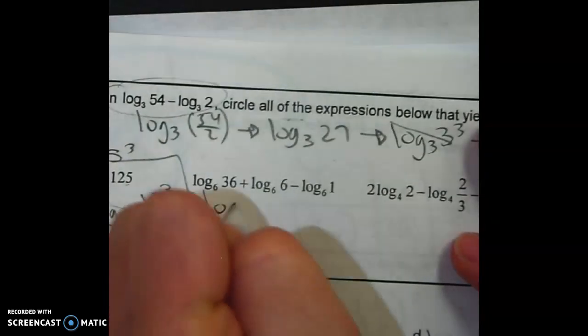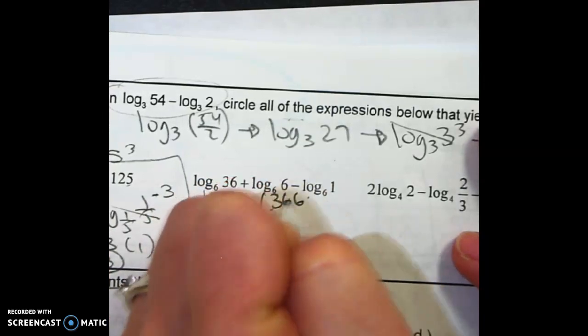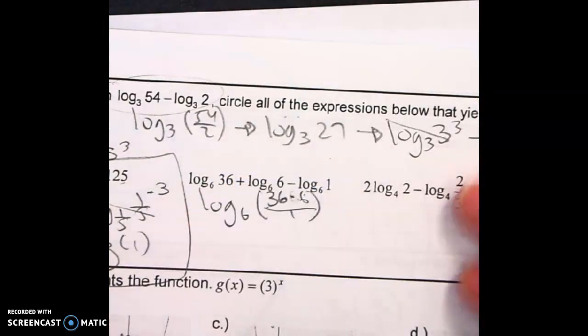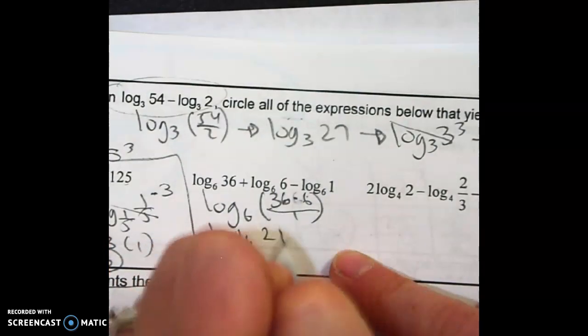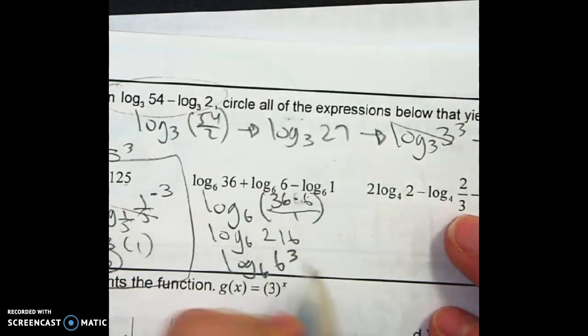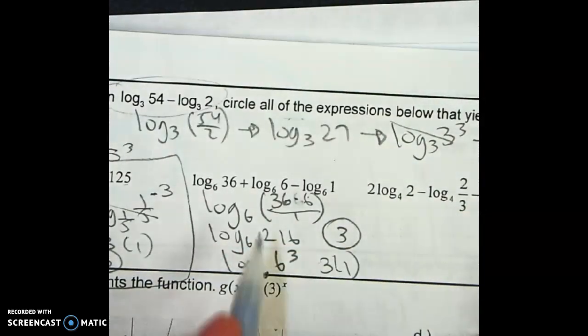Okay, this is a lot going on, so I'm going to go 36 times 6 divided by 1. 36 times 6 is 216, divided by 1 is 216. Log 6, 6 cubed. Little turns big. Okay, that one also works.